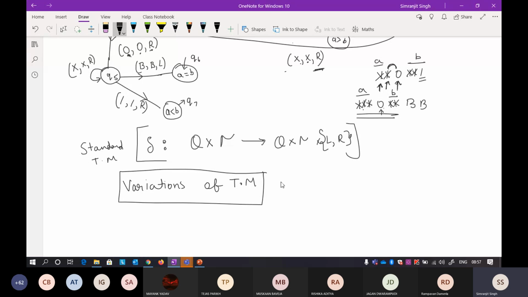that exist, but all the variations, it is mathematically proved, that all the variations are not more powerful than the standard Turing machine. Okay, so I'll discuss the variations of Turing machine, but they are equivalent to the standard Turing machine. Okay, so you can change, add many functionalities, any functionality to a Turing machine, it will still accept the same language that the standard Turing machine accepts.